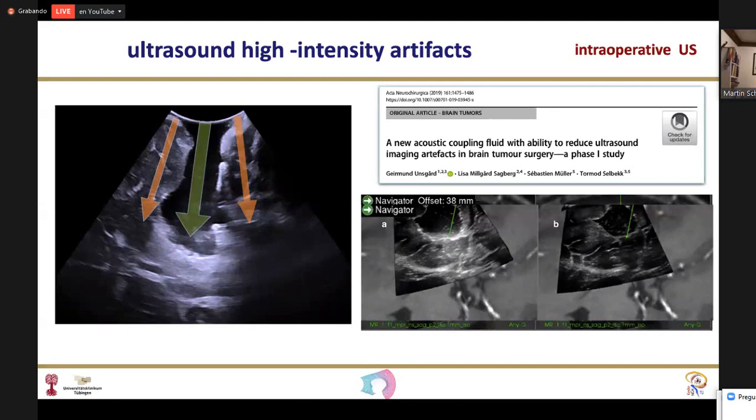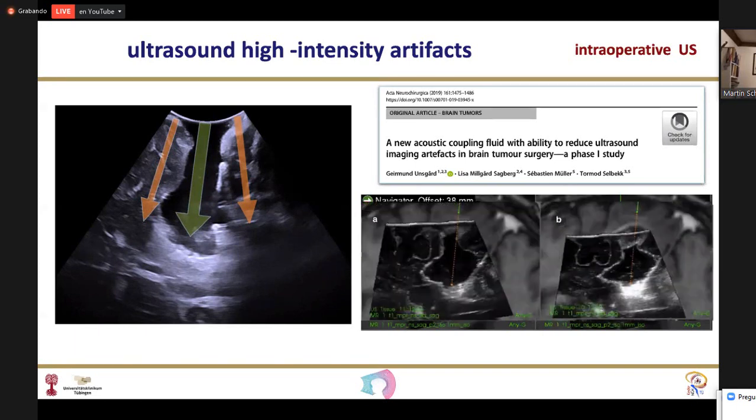I talked to Tormod, and we think that this acoustic coupling fluid will be available on the market in about 1 to 2 years, and this will make a huge difference in intraoperative ultrasound imaging. Another example: on the right side is the Ringer image, and on the left side we have acoustic coupling fluid, and we can now clearly see the residual tumor, which was not so clear before.